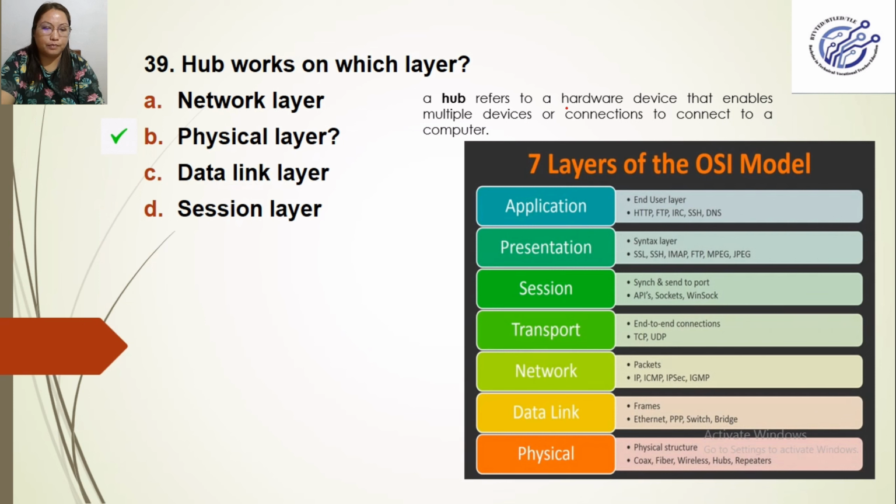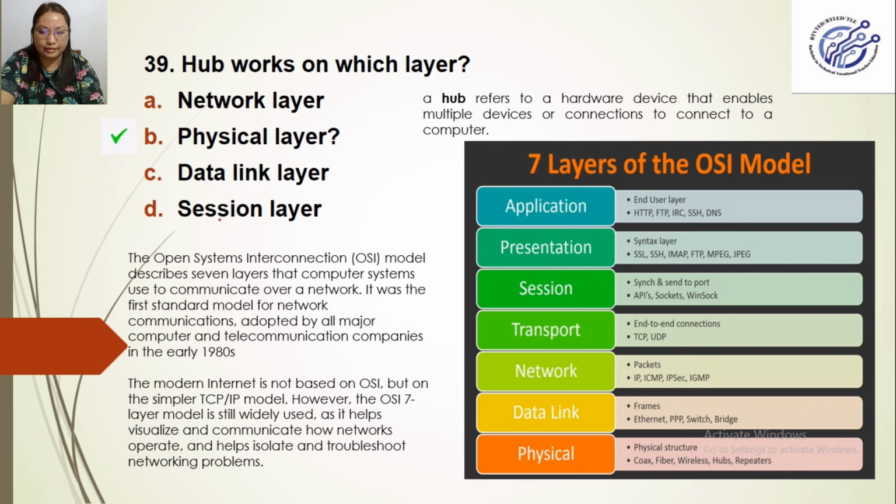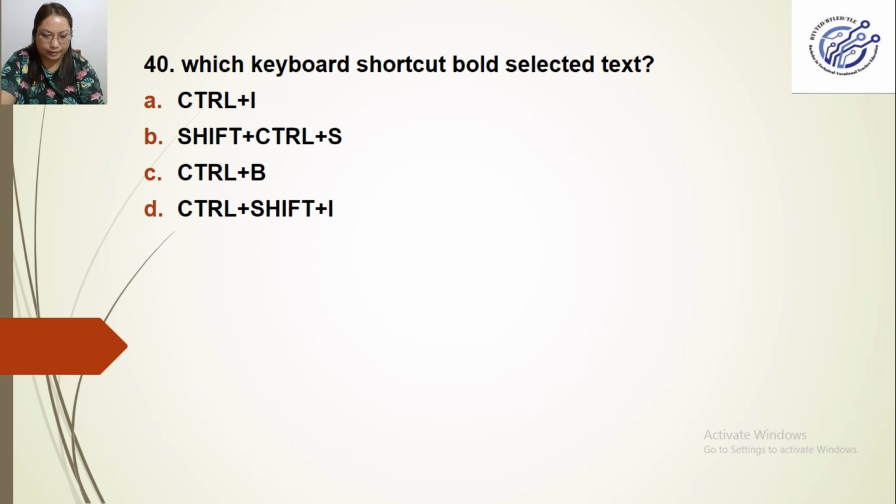So, kung titingnan po natin, meron po tayong tinatawag na 7 layers of the OSI model. So, yung OSI model po natin is the Open System Interconnection. So, kung titingnan natin dito, meron po tayong 7 layers: the physical, data link, network, transport, session, presentation, and application. So, dito sa physical, yung nag-work dito is the physical structure, coax, fibers, wireless, hubs, and repeater. So, yung hinahanap po natin sa number 39 is hub. So, yung sagot po natin is letter B, which is the physical layer.